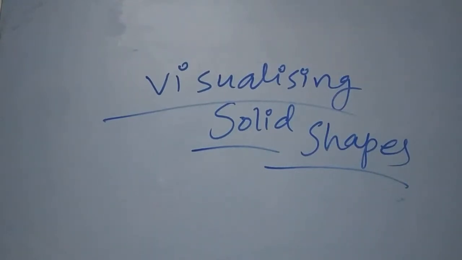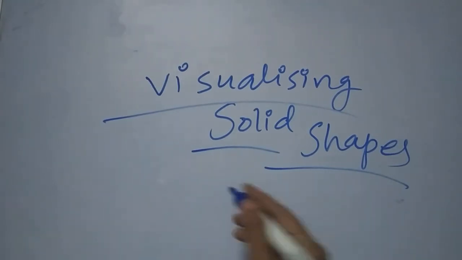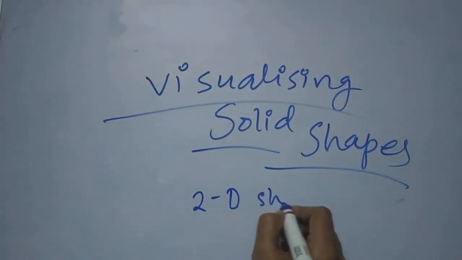Welcome back, dear students. In today's session we are going to start our new lesson, visualizing solid shapes. So friends, what are solid shapes? These are three-dimensional figures or three-dimensional shapes. First of all, what are 2D shapes? Two-dimensional.